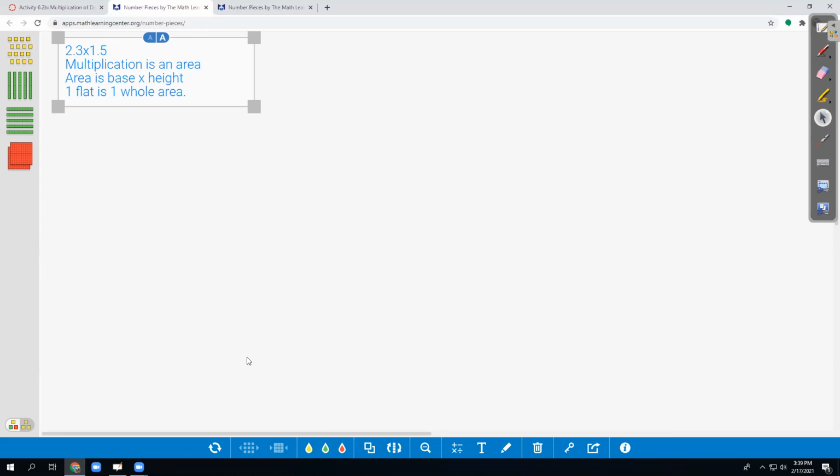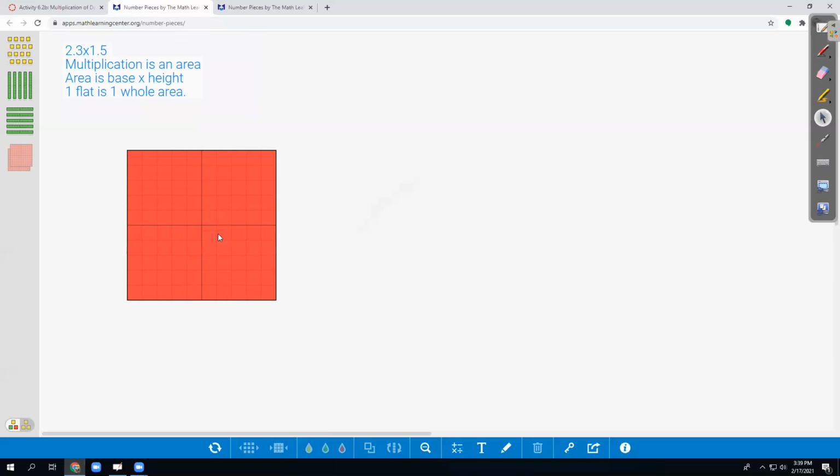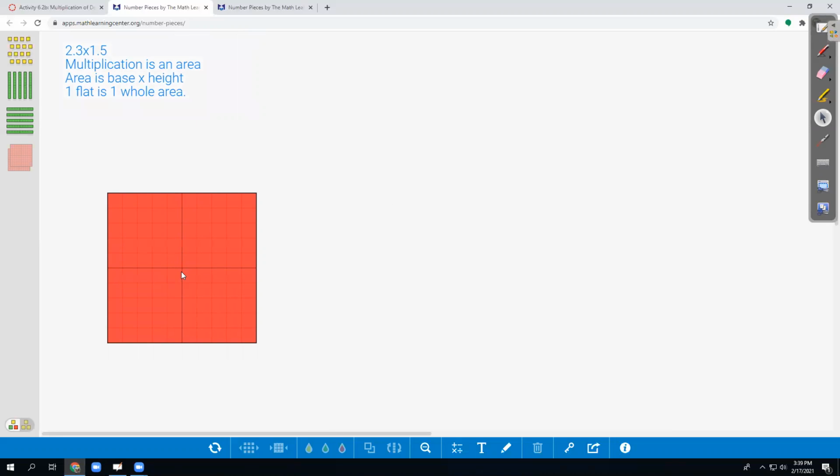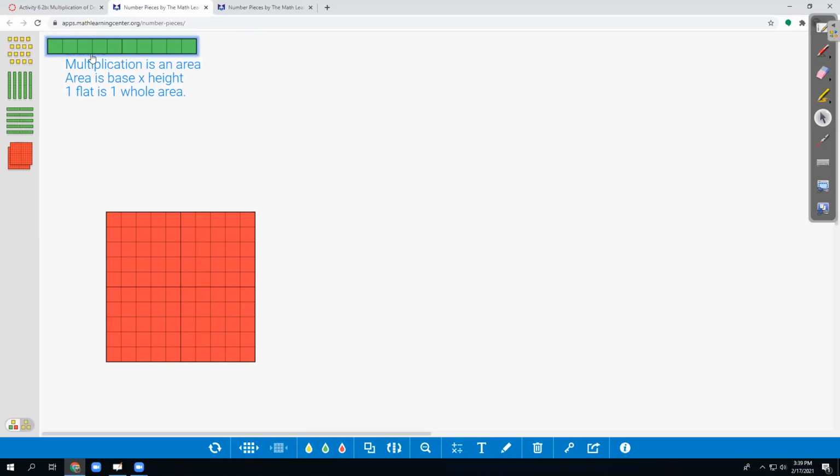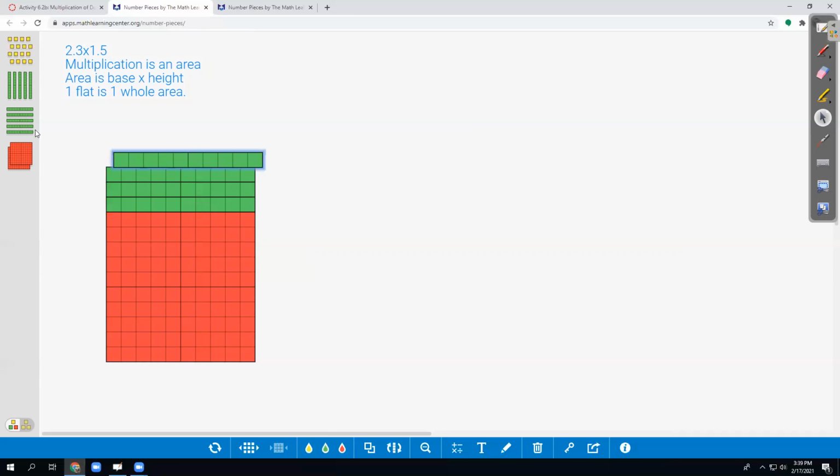So then I want to try and build that. And for some of these problems, I got to kind of draw it out on paper first. And sometimes I can just come over here and start playing. So let's see, for sure, I got to get 1.5 tall, 1 1/10, 1 2/10, 3, 4, oops, I missed 1, 5. All right, so there's 1 5/10 tall, and then I got to get my base going.